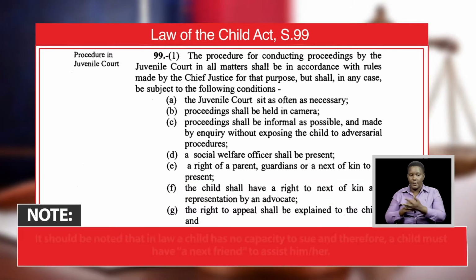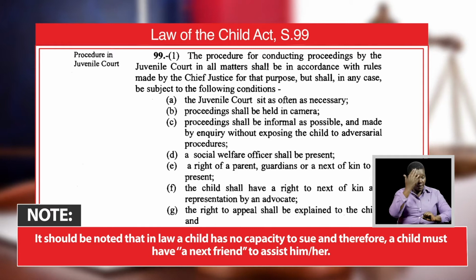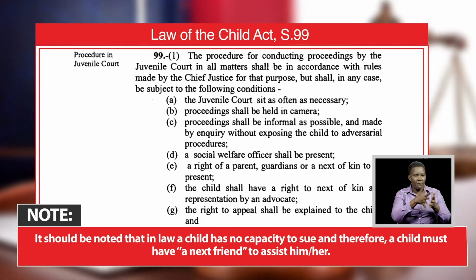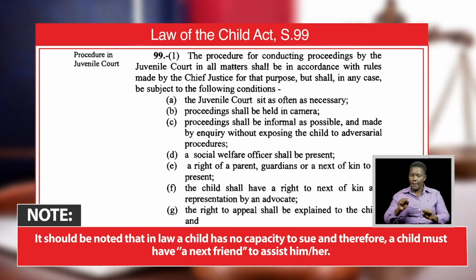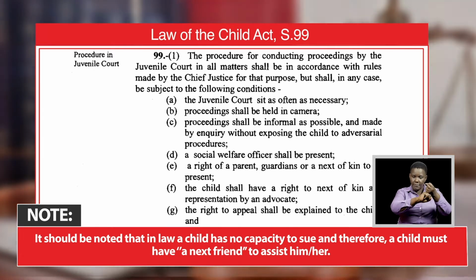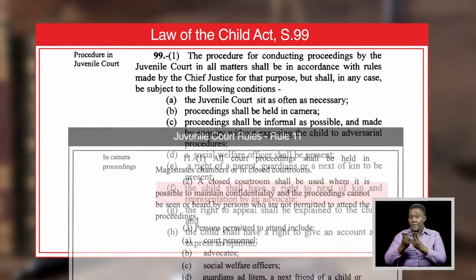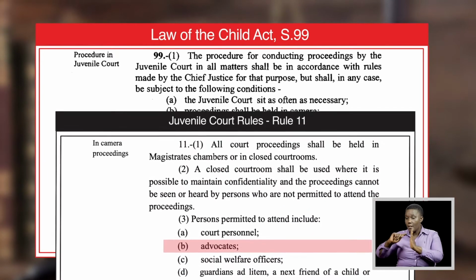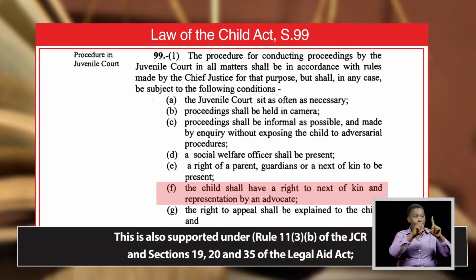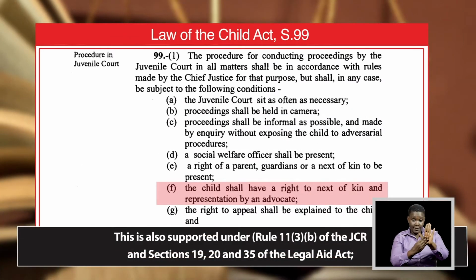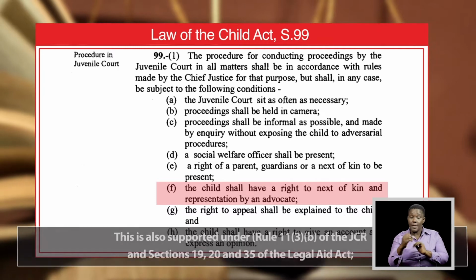It should be noted that in law, a child has no capacity to sue, and therefore, a child must have a next friend to assist him or her. This is also supported under Rule 11, Sub-Rule 3B of the Juvenile Court Rules and Sections 19, 20, and 35 of the Legal Aid Act.